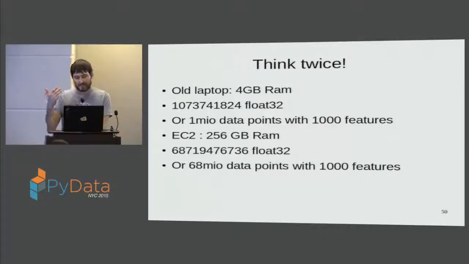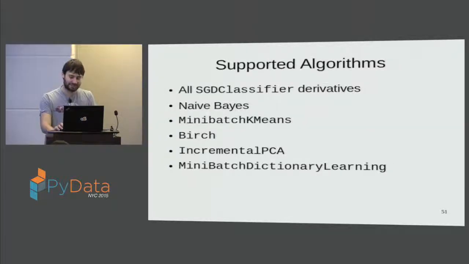And the EC2 machine houses like 68 million data points with 1,000 dense features. This is really a lot of data, so just get a bigger machine. Okay, but if you have terabytes of data, then you can use the out-of-core capabilities in scikit-learn. And there's a bunch of algorithms that support this now.